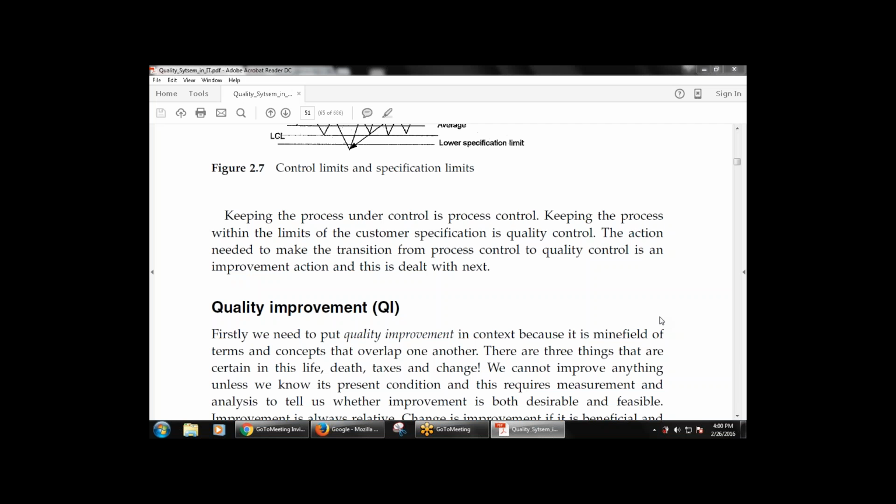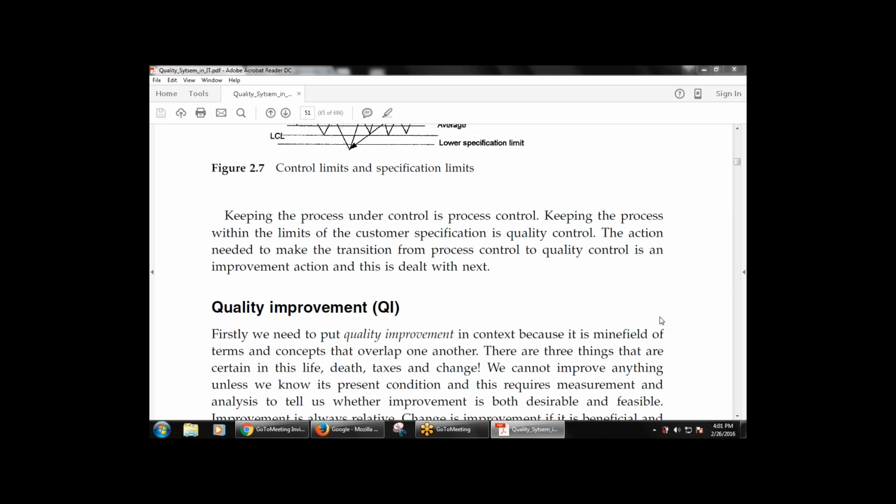Today I'm going to continue the same module, that is quality systems in IT, with the next topic in quality chapter number 2, the basic concepts. The new topic is quality management, or the quality management system: what are the various quality management systems available that are used in the quality management principles.